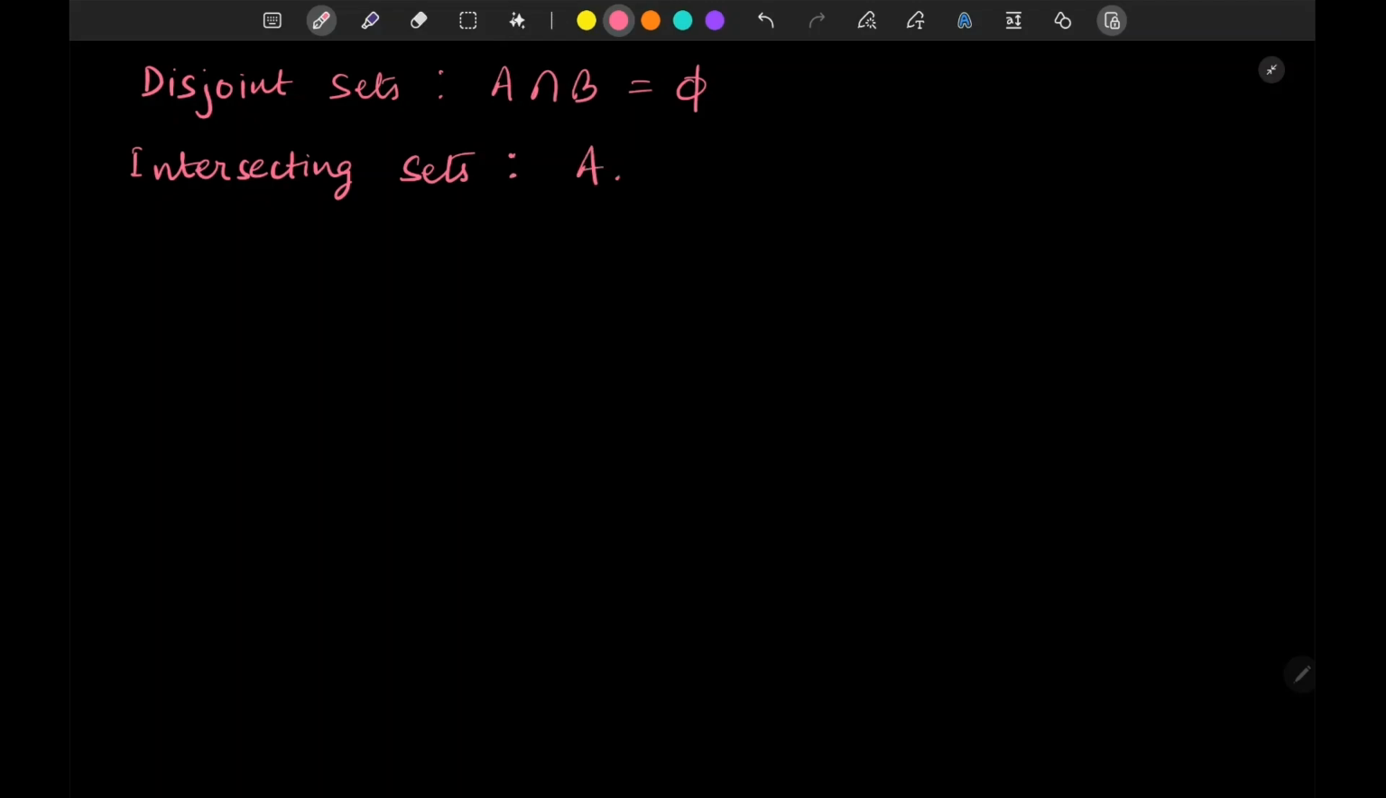The first type is known as disjoint sets. So if two sets are such that they have no common elements between them, that is, the intersection of the two sets is equal to the empty set, then the sets are said to be disjoint sets. However, if two sets are such that the intersection of those two sets is not equal to the empty set, then those two sets are called intersecting sets.